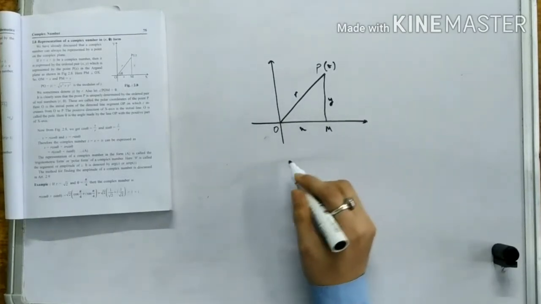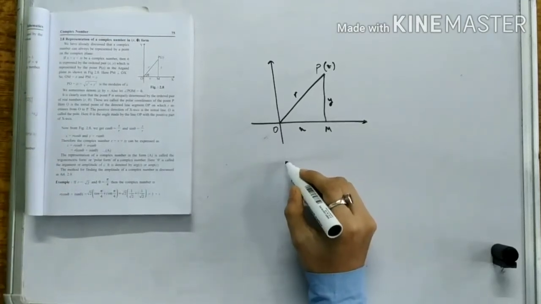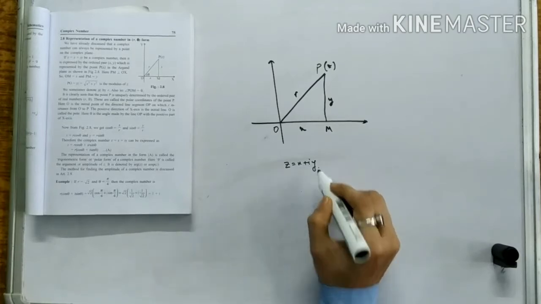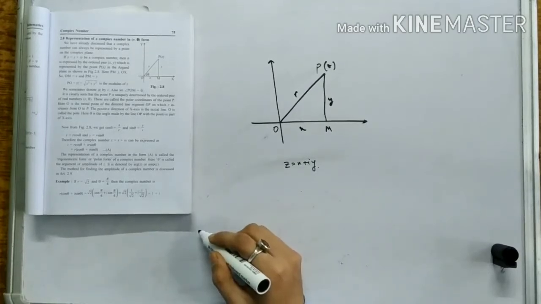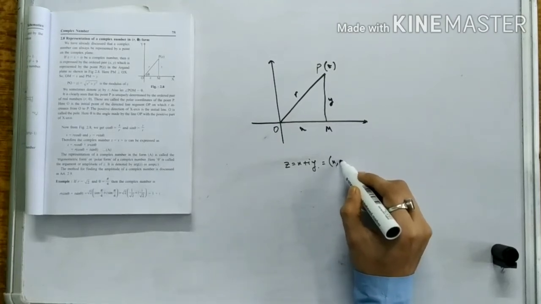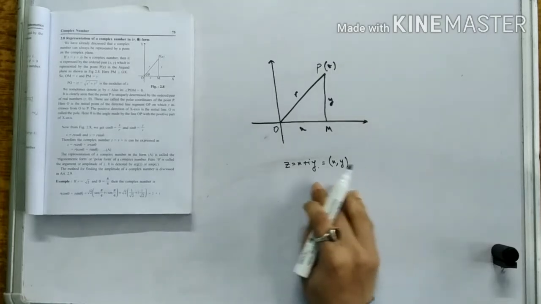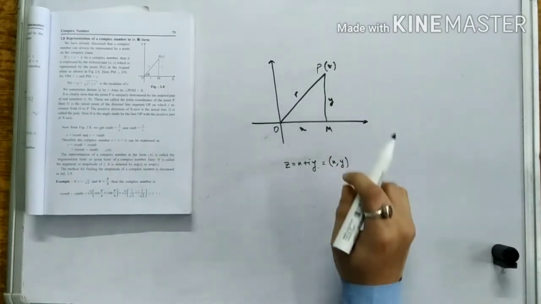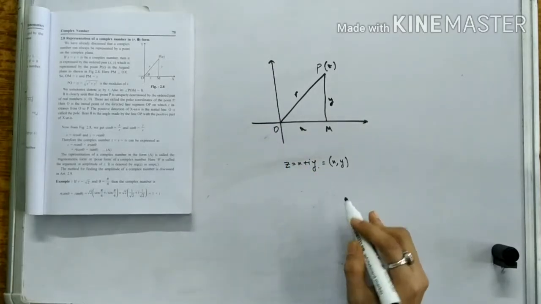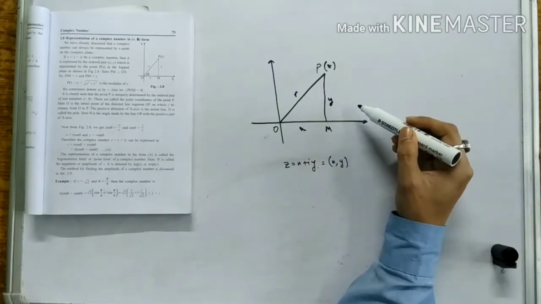Now we already know that a complex number, for example, let's say this complex number z is equal to x plus iy, can be expressed as an ordered pair (x, y), and this represents a point on the Argand plane. This point is represented by P(z).